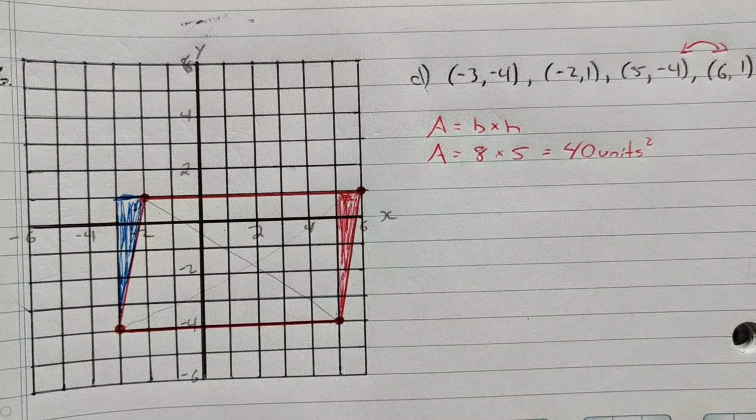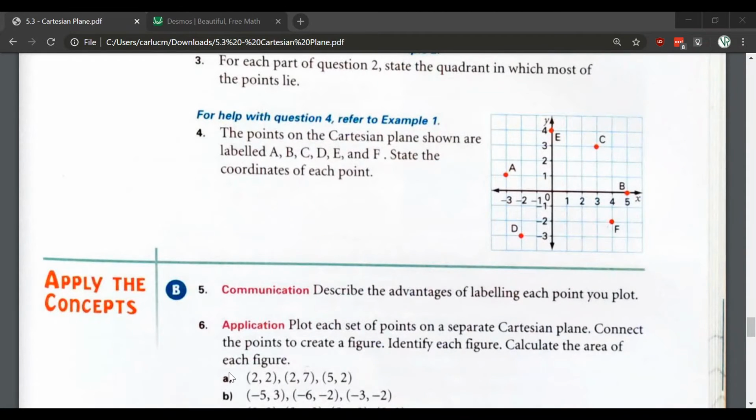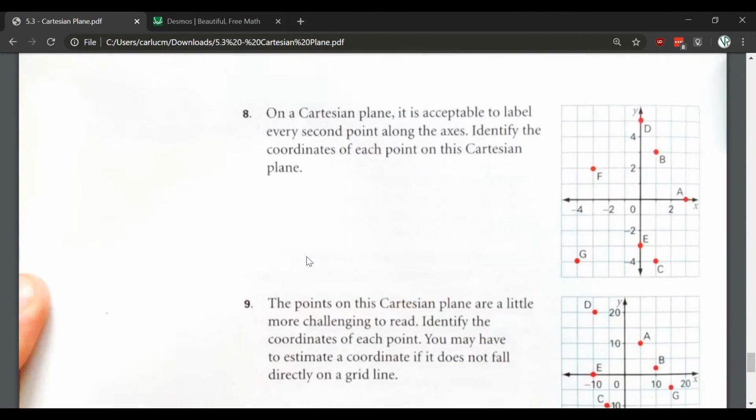The last little bit with this is just in the textbook alone, so flip back over to that. The last bit here is just looking at 8, 9, and 10. In number 8 it says that on a Cartesian plane it is acceptable to label every second point along the axis. Identify the coordinates of each point on the Cartesian plane. This is similar to number 4, except they've done like I just did, and they labeled every second point.